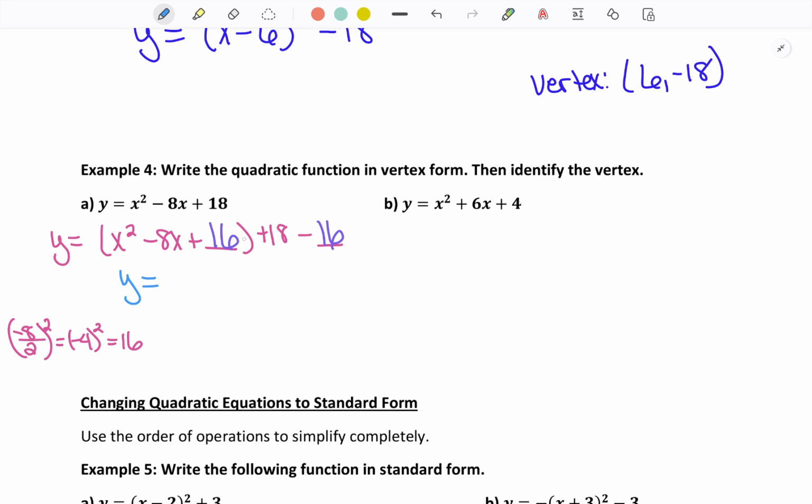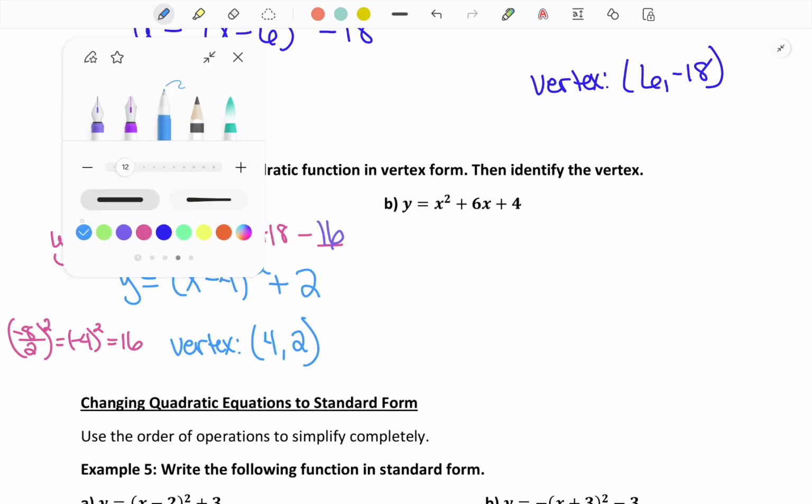So we have two numbers that multiply to be 16 and add up to be negative 8. That is negative 4 and negative 4. So we have x minus 4 squared. And then 18 minus 16 is a positive 2. So in this case, our vertex is 4, 2.